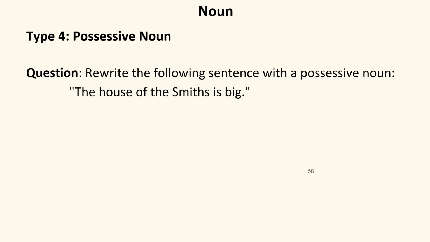Rewrite the following sentence with a possessive noun. The house of Smiths is big. Now we can write it like Smiths. Now Smiths already contains the letter S at the end, so we just put an apostrophe, not S again. So Smith's house is big. We can write the sentence like this. Smith's house is big.